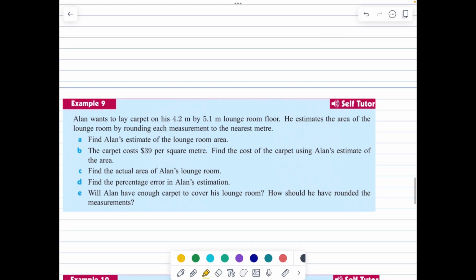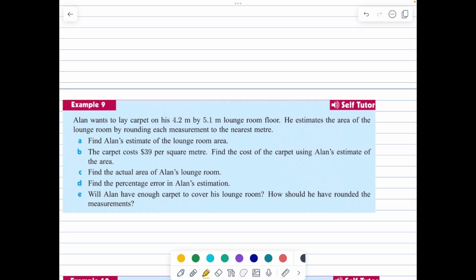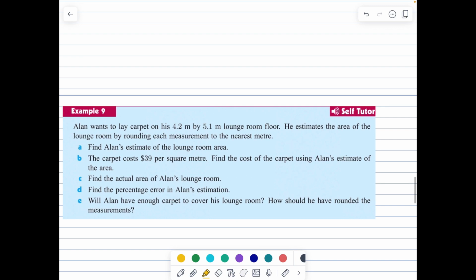Okay, let's take a look at example 9. Alan wants to lay carpet on his 4.2 meter by 5.1 meter lounge room floor. He estimates the area of the lounge room by rounding each measurement to the nearest meter. So find his estimate of the lounge room area. First of all, let's round both of those to the nearest meter. 4.2 would be 4 meters, and 5.1 would be 5 meters. So find the area of his room. Assuming it's rectangular, then it's just 4 times 5, or about 20 meters squared.